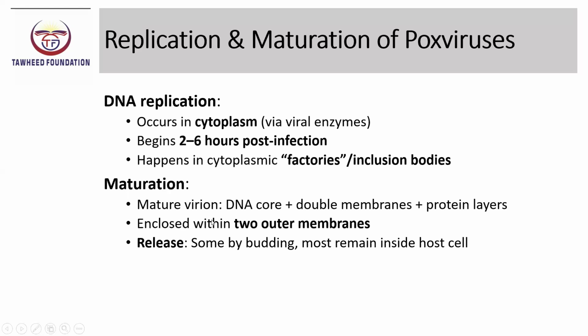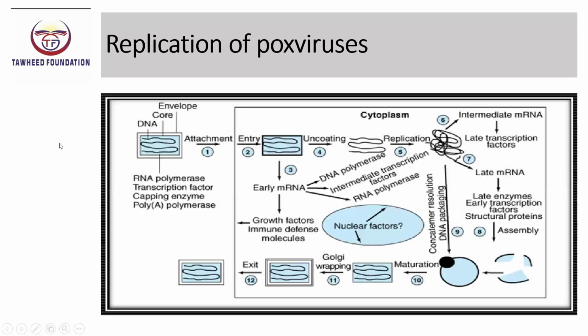Maturation: mature virions appear in electron micrographs as a DNA containing core encased in double membranes surrounded by protein, and all enclosed within two outer membranes. Some of the particles are released from the cell by budding, but the majority of pox virus particles remain within the host cell. This is the diagrammatic representation of pox viruses.